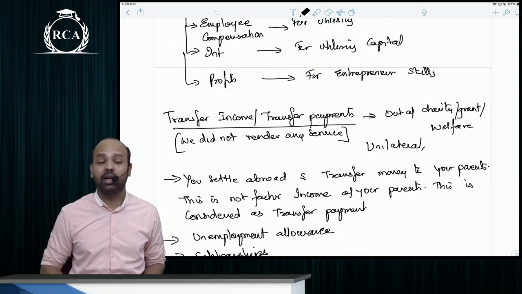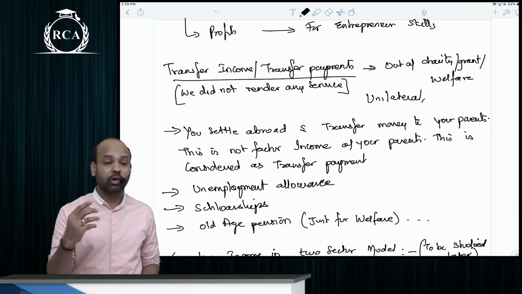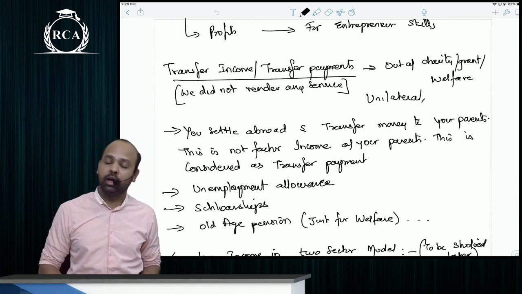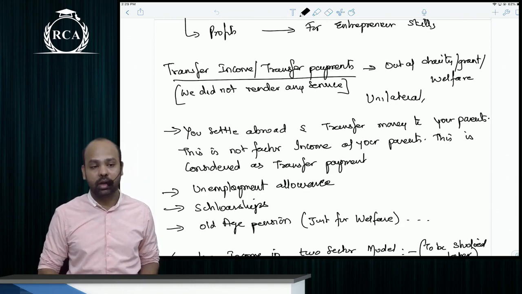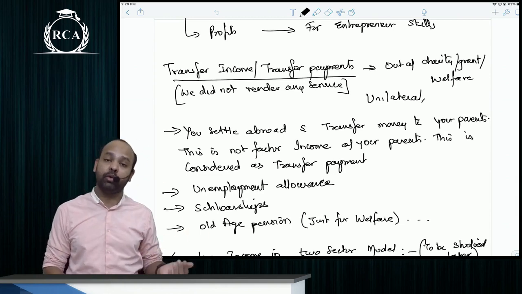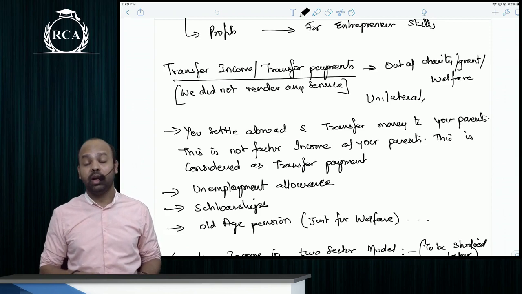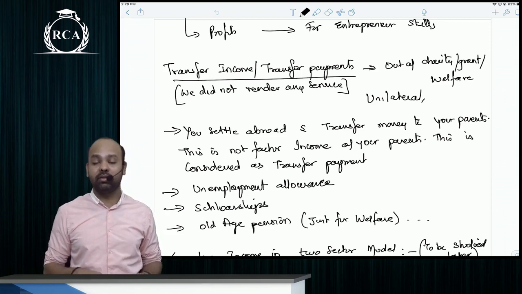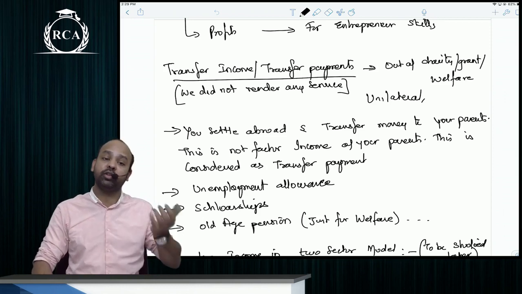On the other side, there are transfer incomes or transfer payments. These are out of charity or grants. They are one side as such, they are not bilateral, they are unilateral. If you're receiving a certain amount from the US, from your relatives, that is a transfer payment, that is not a factor income. You did not render any service to them for which you are receiving money.